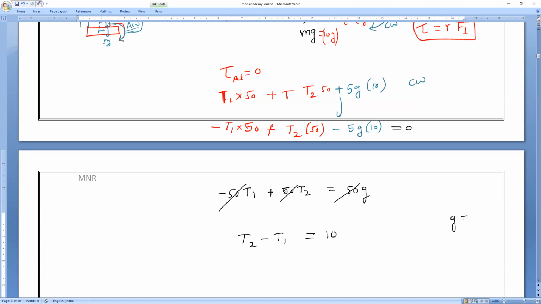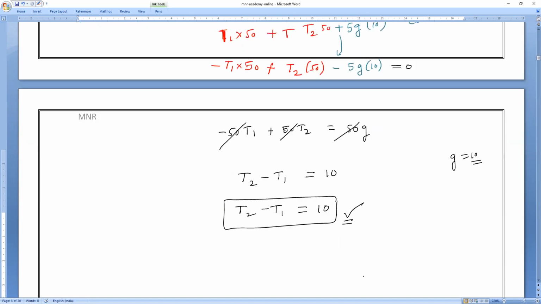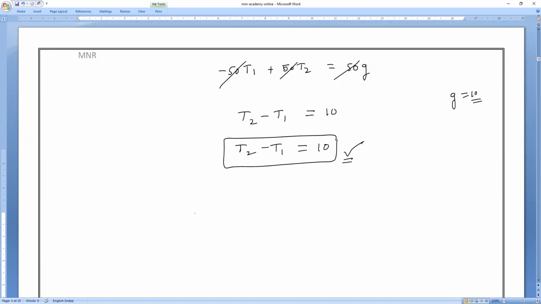We all know that the value of g is 10. So T2 minus T1 is equal to how much? Please respond. 10. So we got two equations now, one from torque and another from force. T1 plus T2 is equal to 150, and T2 minus T1 is equal to 10. Correct? Respond, everybody.